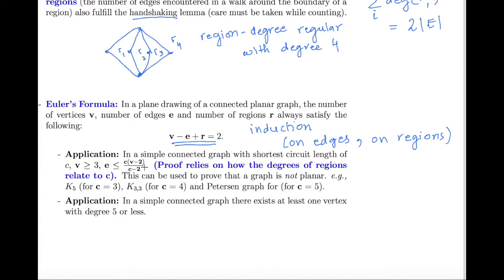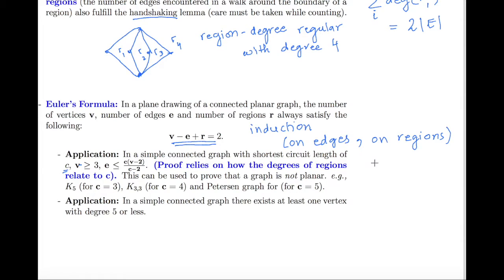Now the application is what I'm really interested in. This says that in a simple connected graph with shortest circuit length of C, the number of edges is always at most C times (V minus 2) divided by (C minus 2). The proof relies on how the degree of regions relates to C, and we will see this proof. So let's say that we have shortest circuit length of C.